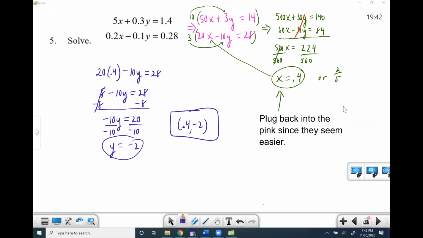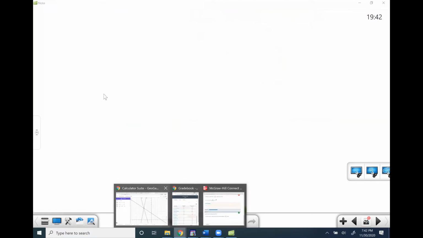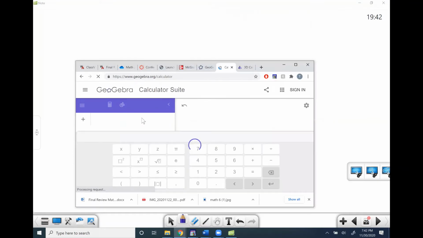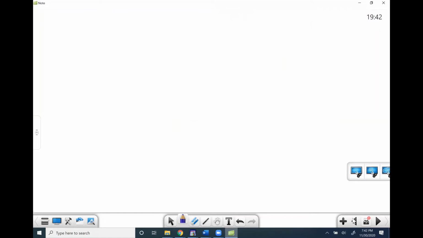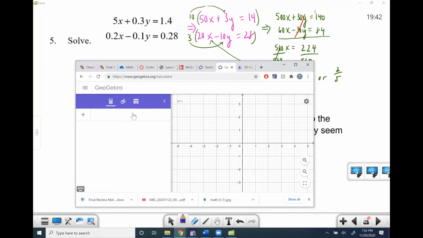Okay, let's see if that's the case. Let's go graph them, see if that's true. Whenever it's decimals, I get kind of worried, like, did I mess up somewhere? I'm just so used to whole numbers and stuff. But let's go check it out. All right, so we got 0.4, comma, was it -2? I already forgot. Okay, all right, so 0.4, -2. There it is. Now these lines should cross there.